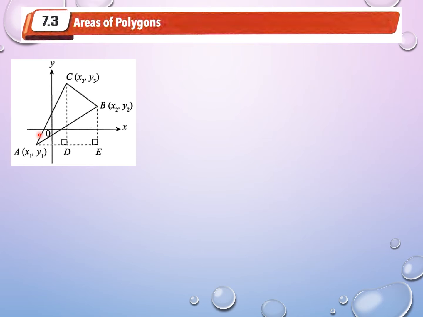If this polygon is drawn on a Cartesian plane, which means it has an x-axis and a y-axis, the points will have coordinates. So I will let the point A be x1, y1, the point B be x2, y2, and C be x3, y3. This is a triangle, right?